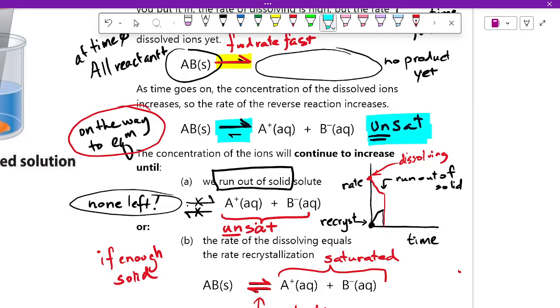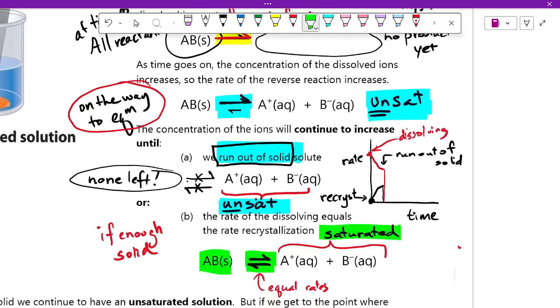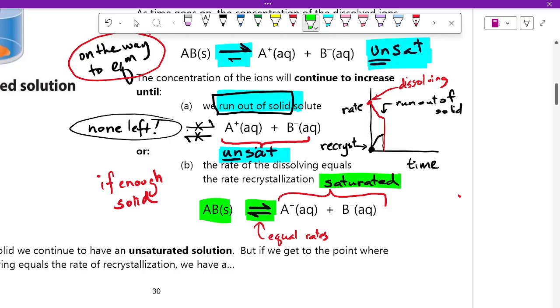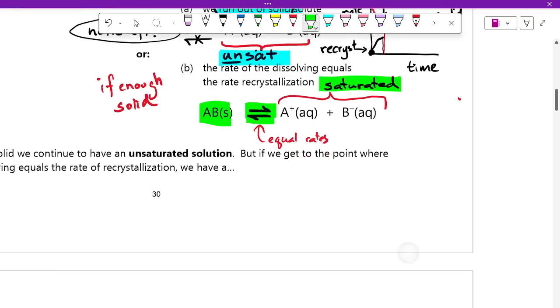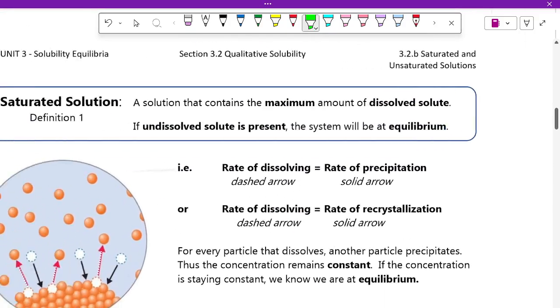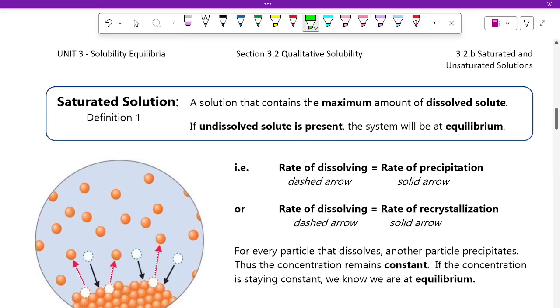The forward rate is faster than the reverse rate. This is unsaturated because we ran out of solid. And then finally, we might reach that saturation point where the two rates are equal and we still had some solid left. Okay? So here we have a saturated solution.